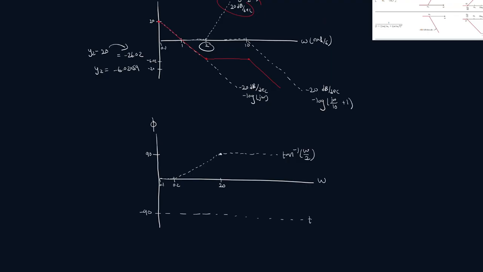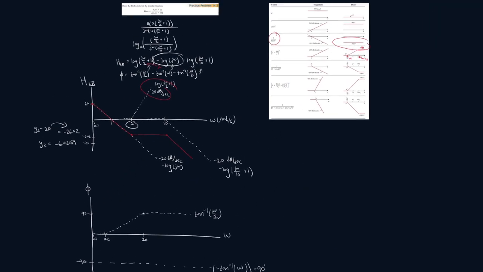and this one is going to be minus tan inverse W. Sorry, just W. And this is just equal to 90 degrees. Now let's see what's next.